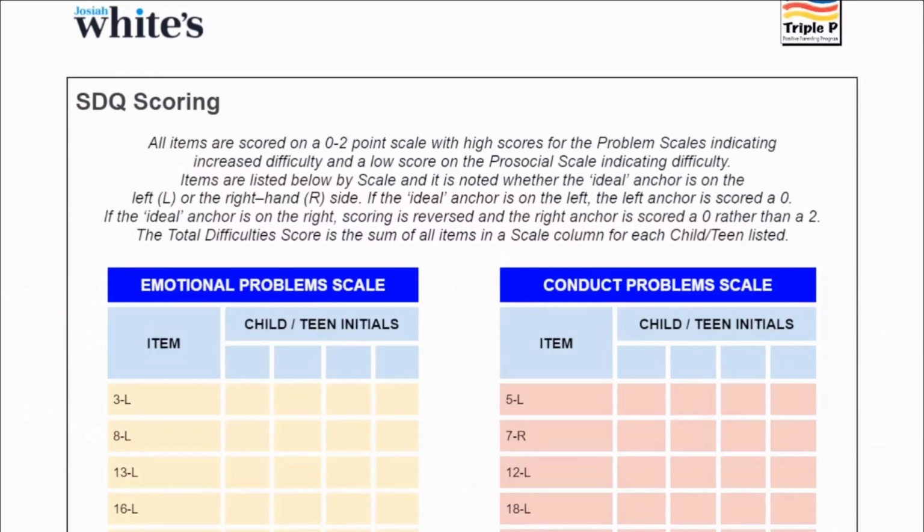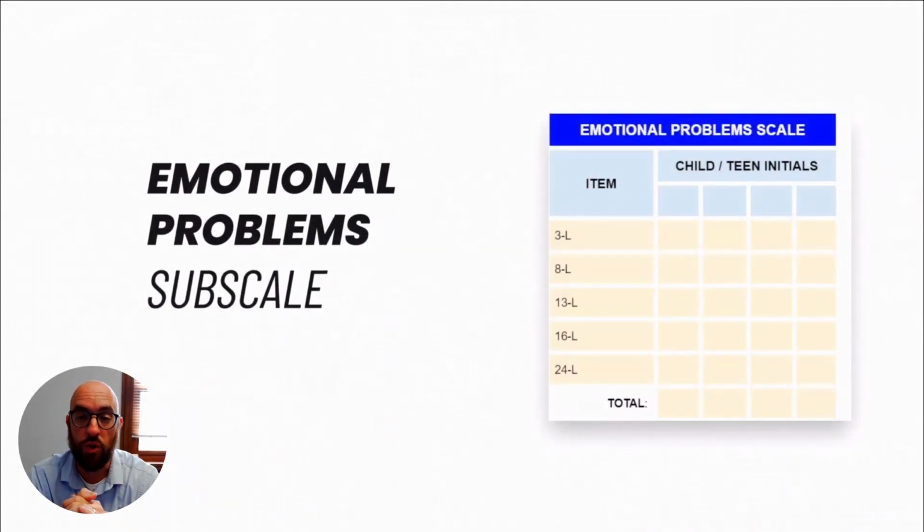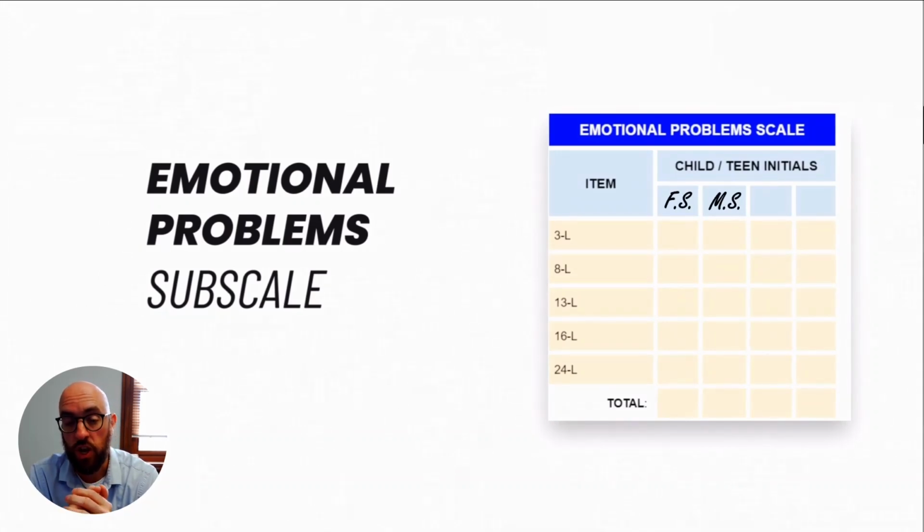The emotional problems subscale is this yellow scale. So all questions that are yellow within this SDQ will transfer to this as well. We're going to put the children's initials at the top. You can see that there's up to 4 different sections for 4 different children. In the previous way things were working, it was just complicated on how to track each child.